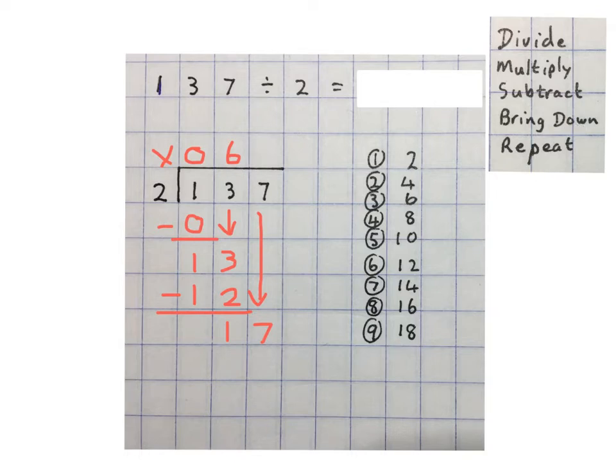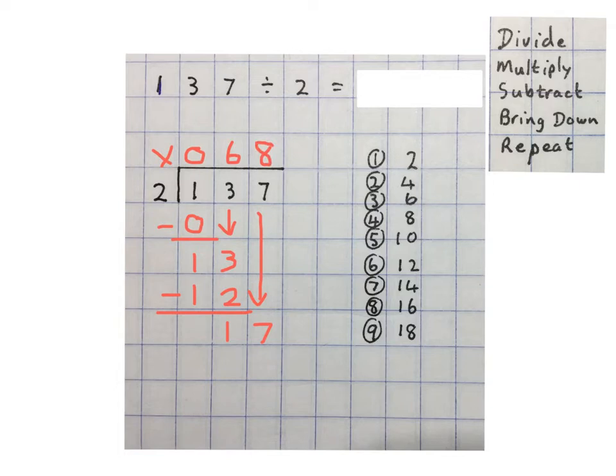You ask, 2 goes into 17 how many times? I look over here. What is the number just smaller than 17, which is 16? So 2 will go 8 times into 16. So it'll go 8 times into 17 too. Then I write my 8 up here.